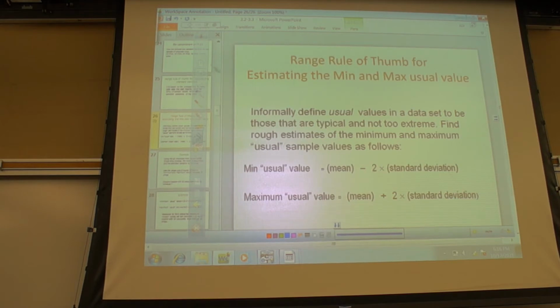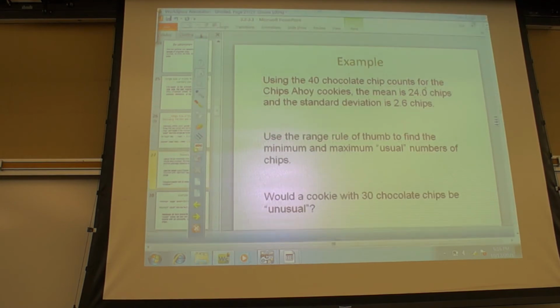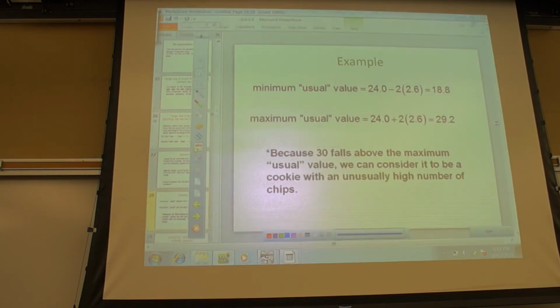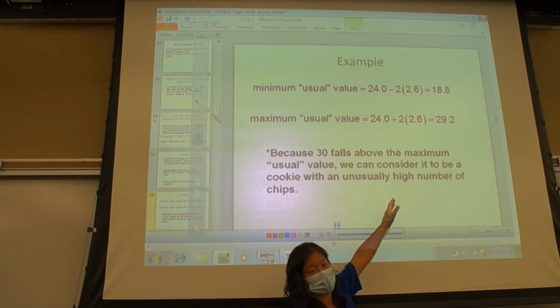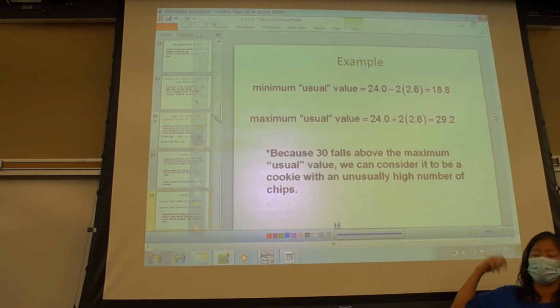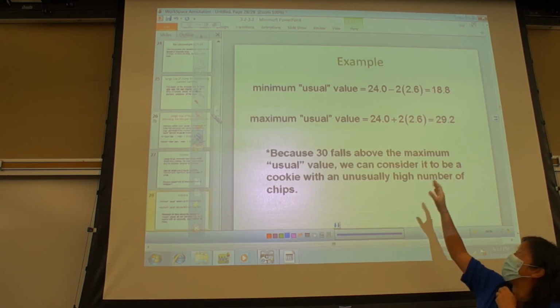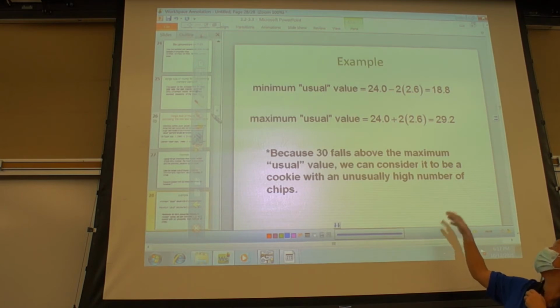And so what we did last class, if you guys recall, is we did this example. We had a mean of 24, standard deviation of 2.6, and we used the range rule of thumb. And then we also checked to see if 30 chocolate chip cookies would be unusual. What we found was we take our minimum usual value, we find it by taking our mean, 24.0, and subtracting 2 times 2.6. And I recommend finding 2 standard deviations first. So just off to the side, take 2 times 2.6 first, and then subtract that from 24.0 and add that to 24.0 to find the minimum and maximum.